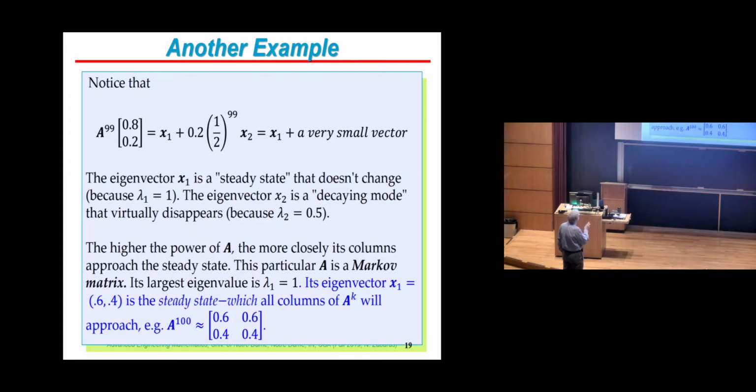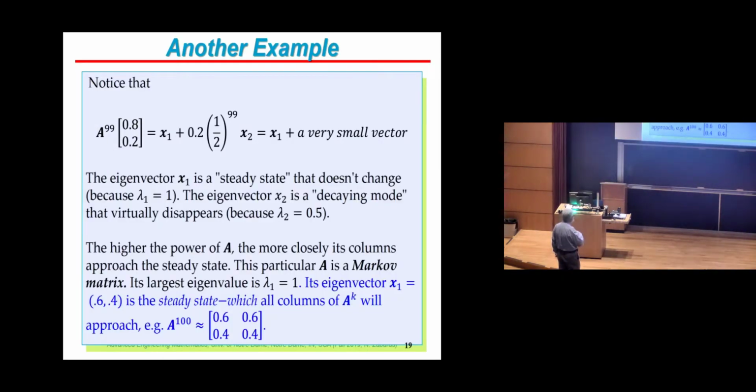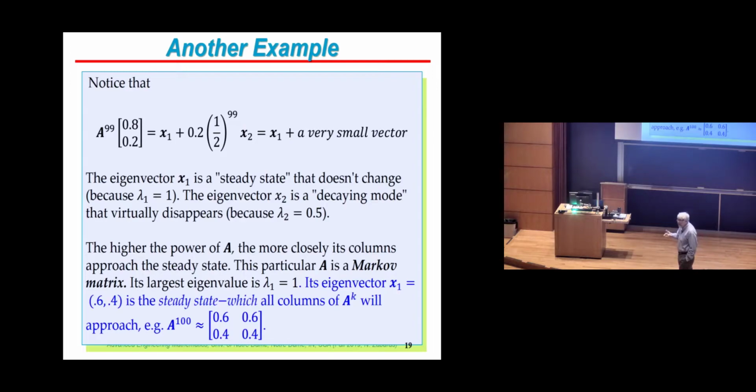So let me look carefully now at the effect on this arbitrary vector of the matrix A to the power 99. So I want to multiply this arbitrary vector with the matrix A to the power 99. Can somebody tell me where this formula came from? This part. What have I done there to get this nice formula?